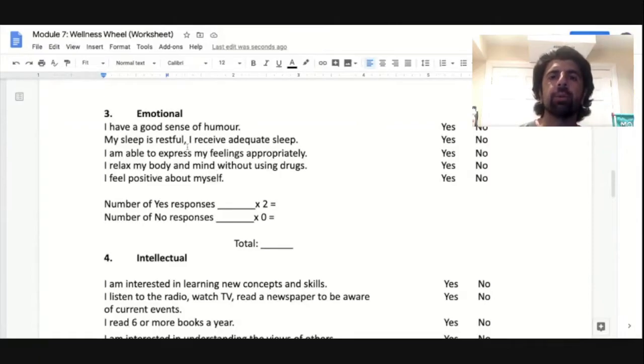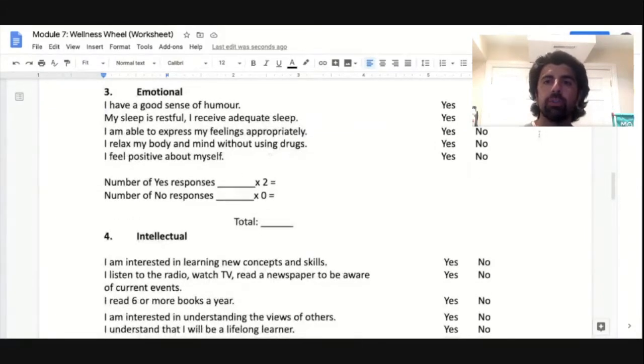I receive adequate sleep. That one's definitely no. I am able to express my feelings appropriately. I relax my body and mind without using drugs. I feel positive about myself. Again, answer according to this table.